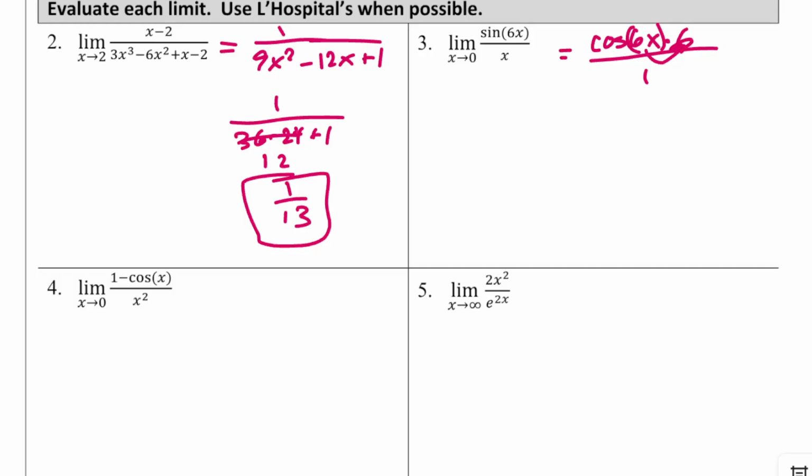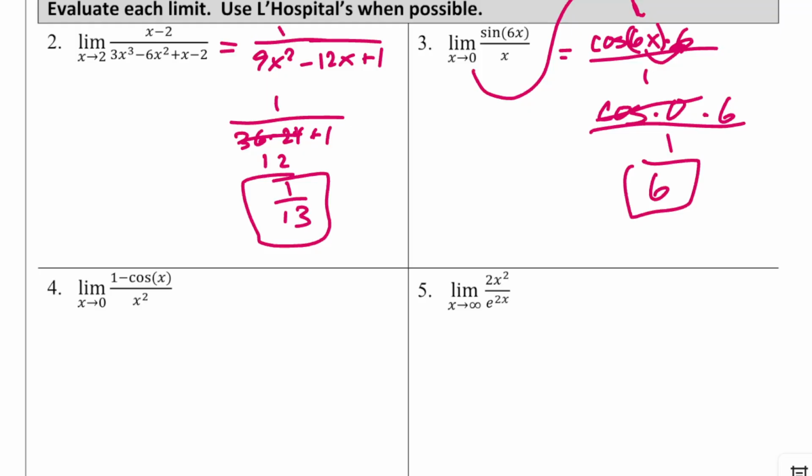Now that I've taken the derivative, then I'll try plugging in 0 again. So let's see, cosine of 0 times 6 over 1. Cosine of 0 is 1. It's 1. So final answer 6.